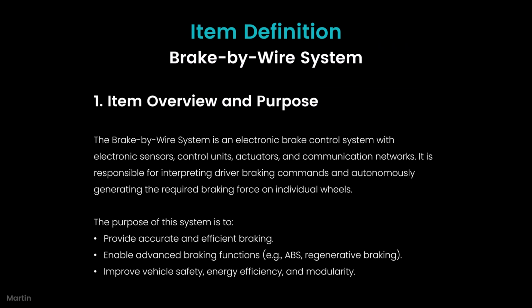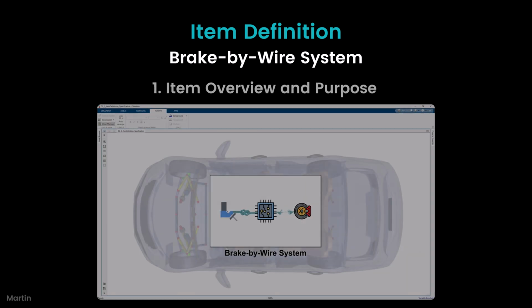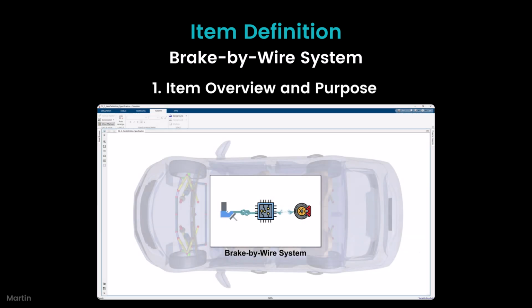The first section of an item definition is typically the overview and purpose. This part explains what the item is and how it functions within the larger system. It outlines the key components involved and provides a clear understanding of the item's role. Additionally, it describes the primary objectives the item is designed to achieve, including its intended benefits and overall importance. Shown here is the implementation in Simulink, starting with a single subsystem block named brake-by-wire system.